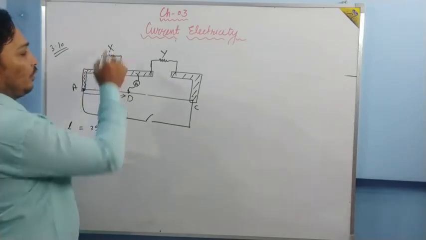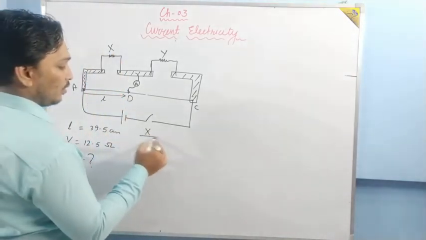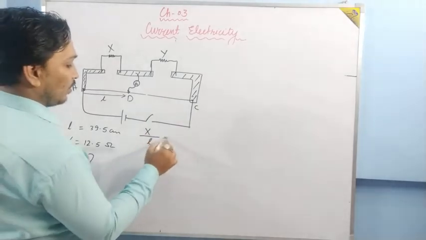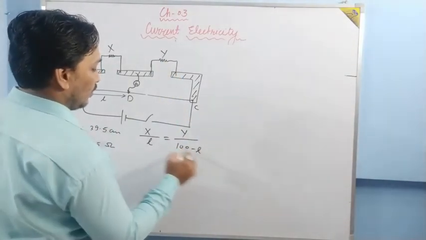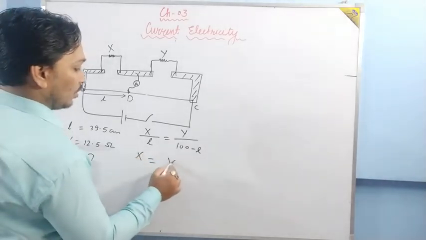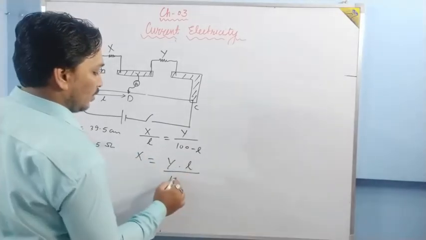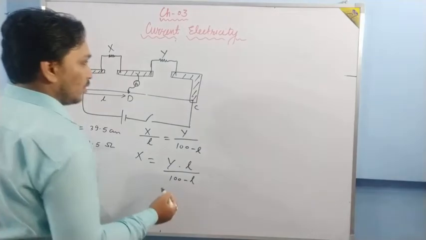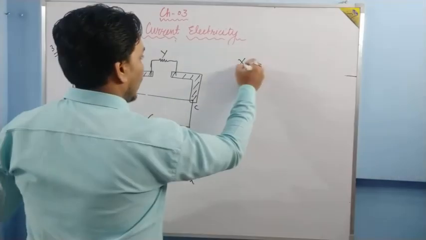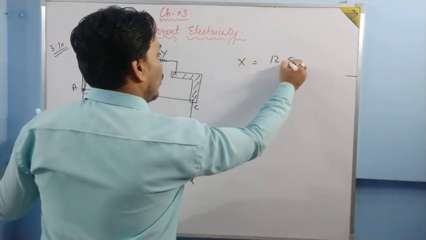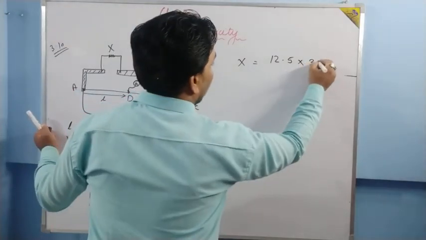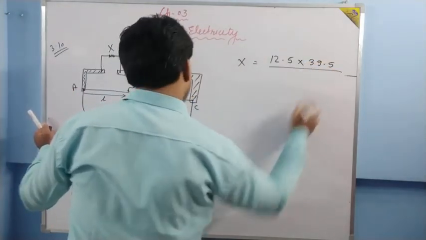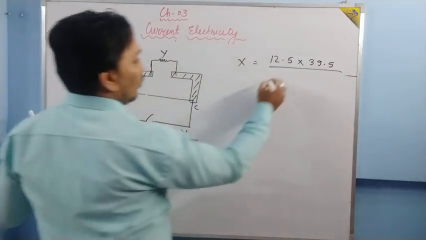What do we know? We know that X upon this very length is equal to Y upon this very length. The value of X is to be found. So X = Y into L upon 100 minus L. Just put the values. X will be equal to 12.5 multiplied by the length L, which is given, 39.5 upon 100 minus 39.5.